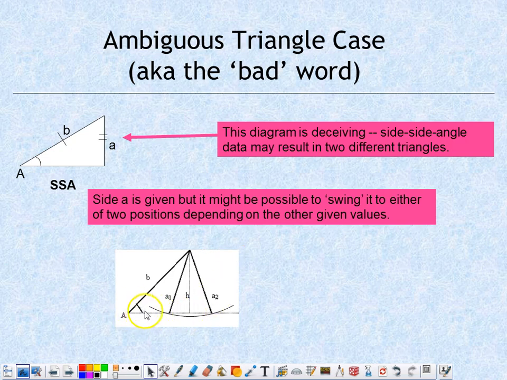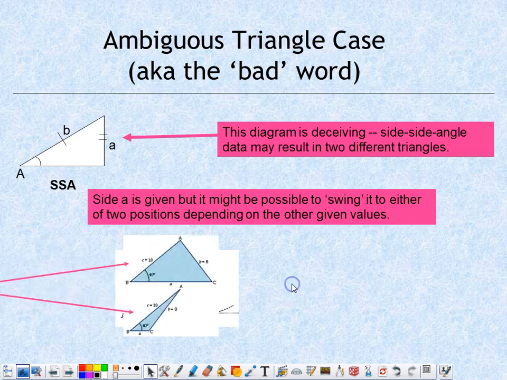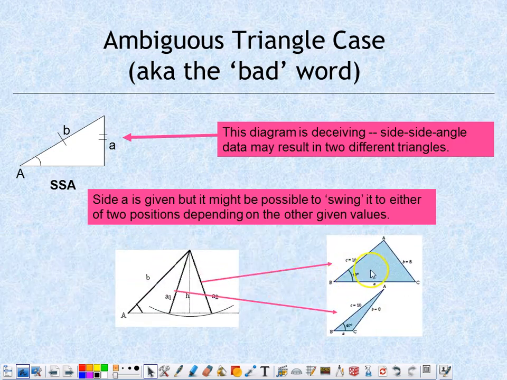So here you see I've given you an angle, a side, and a side. That side could go right here, or it could swing out this way, and you would still have the same angle and side. So you see, this is the third side. You could either swing it in and have an obtuse angle there, or swing it out and have an acute angle here. So if you swing it out, it looks like this.